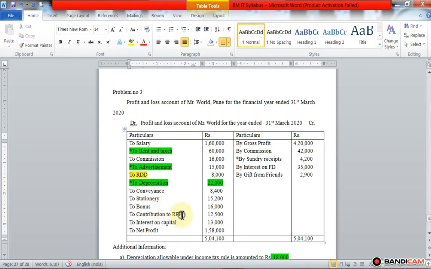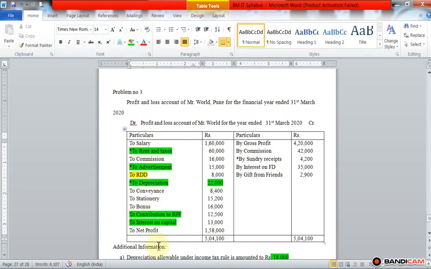Then contribution to RPF. It means Mr. World has contributed some amount to recognized provident fund for retirement benefit, so it is a personal expenditure of Mr. World. Personal expenditure is disallowed. Then interest on capital is also disallowed.